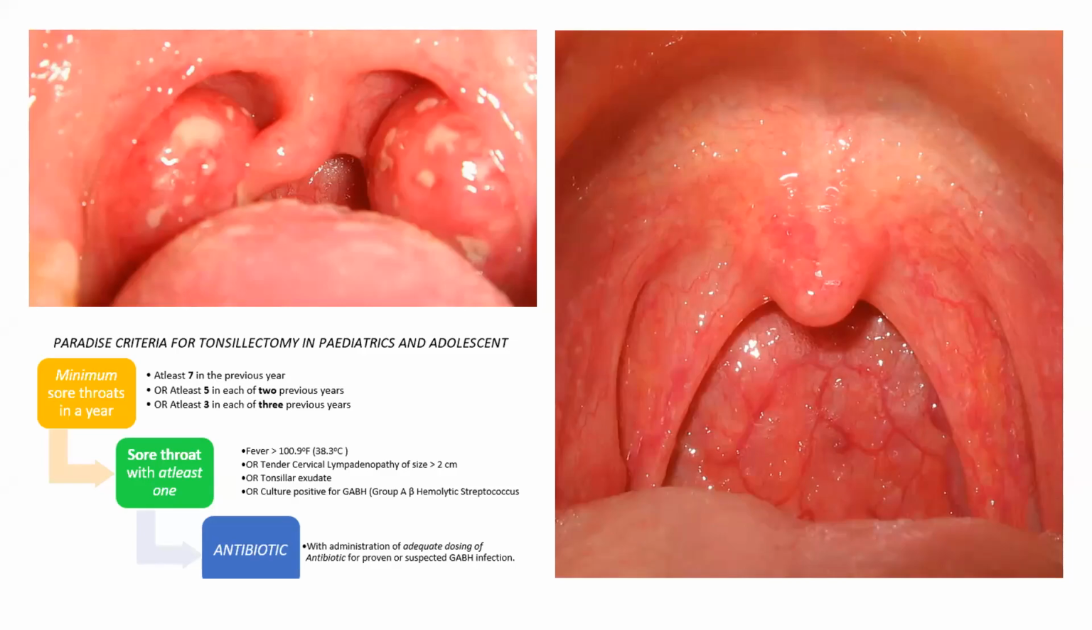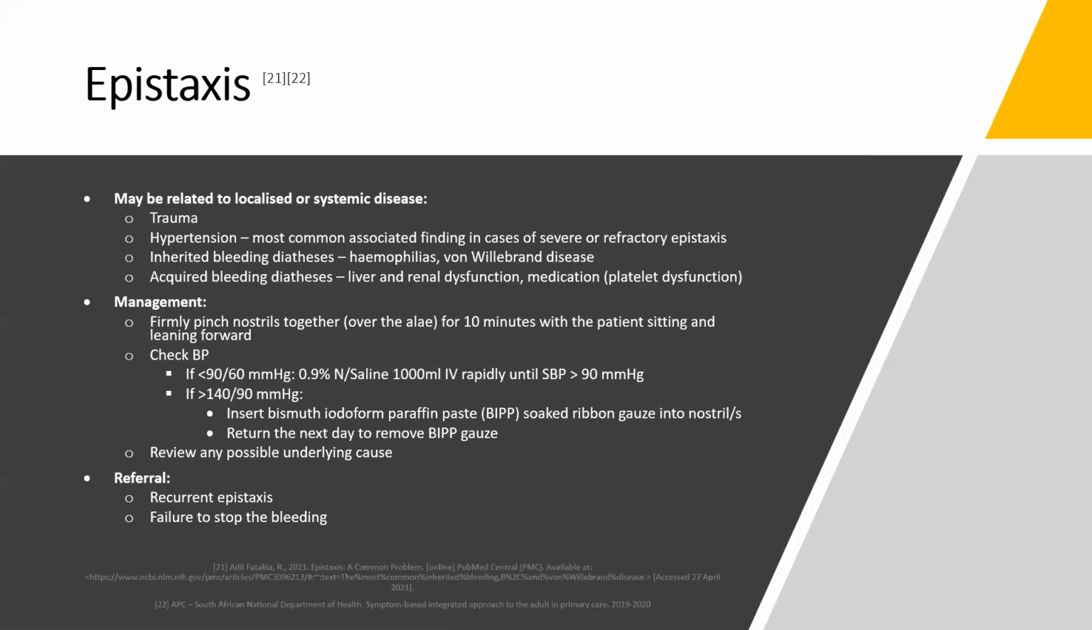Epistaxis is the last condition described in the EDL, and basically it's a bleeding nose that may be related to a localized or systemic disease such as trauma, hypertension, inherited or acquired bleeding diatheses. Management starts quite conservative, just by pinching the nostrils together for 10 minutes with the patient sitting and leaning forward. In most cases, this stops the bleeding, but it's important to note that with hypertension being the most common associated finding, in cases of severe or refractory epistaxis, that blood pressure needs to be checked in these patients.